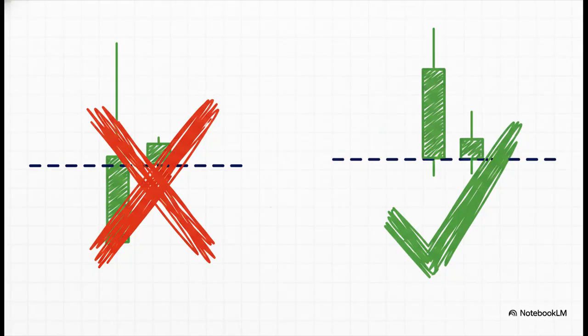This might be the single most important rule we talk about today. You have to burn this into your brain. If a candle doesn't close beyond a level, it's not a real break. That long wick you see that pokes through and then pulls right back, that's not confirmation. That's a trap. It's a liquidity hunt designed to fool impatient traders. Real commitment is shown by a candle close.